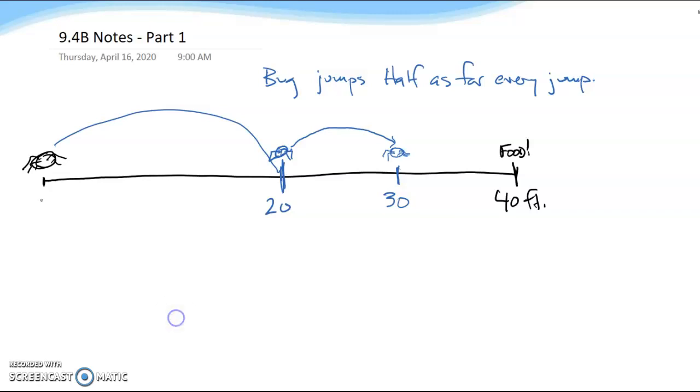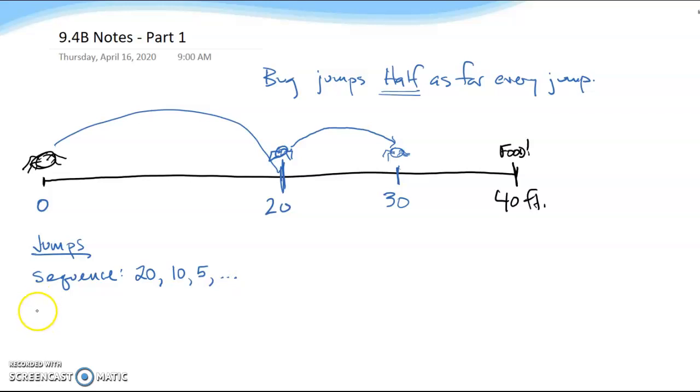All right, so it's obviously kind of a silly story, but let's talk about the math behind it. Now, if we think about his jumps as a sequence, let me write that down. As a sequence, hopefully you can see this is clearly geometric because of the concept of half. Half is a multiplier of 0.5. So we know that the sequence is a first jump of 20, then half would be 10, then half would be 5, and so on. So his jumps are going to be getting smaller and smaller by half.